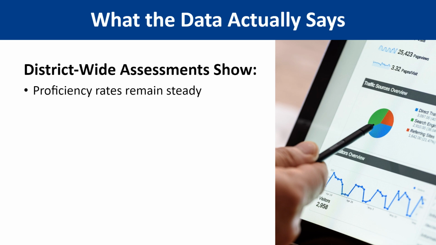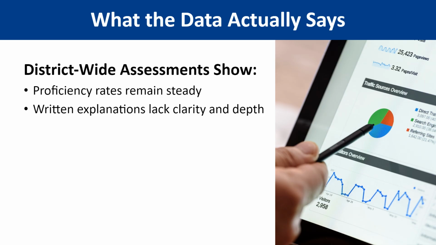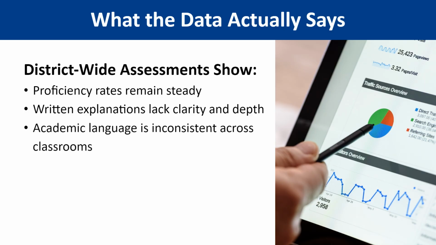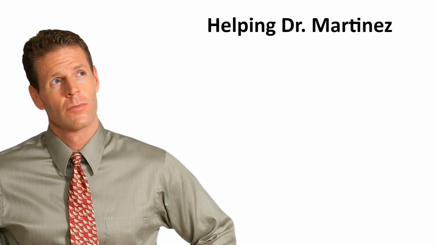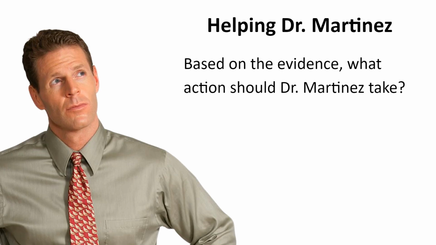However, when examining open-ended responses, writing samples, and classroom work, a clear pattern appears. Students struggle to explain why their answers are correct, and academic language use varies significantly across classrooms. This evidence points to a specific instructional challenge, not a general decline in achievement. Helping Dr. Martinez. As superintendent, Dr. Martinez must now decide how to respond.